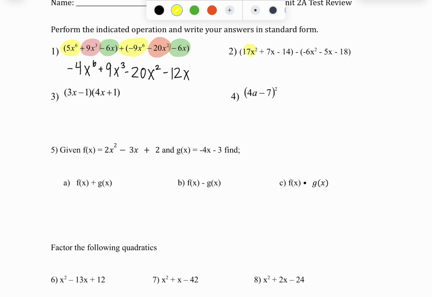With subtraction, it's very similar, except we gotta keep in mind that subtraction symbol. So we have 17x squared minus negative 6x squared. That's gonna turn into a plus. Double negative means we're adding. So we will then have 23x squared.